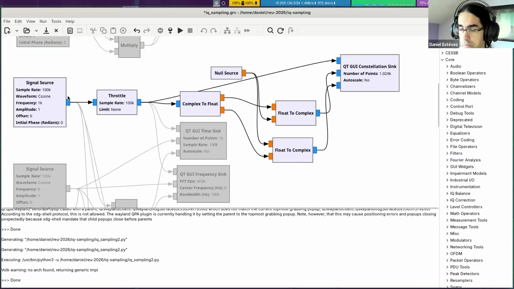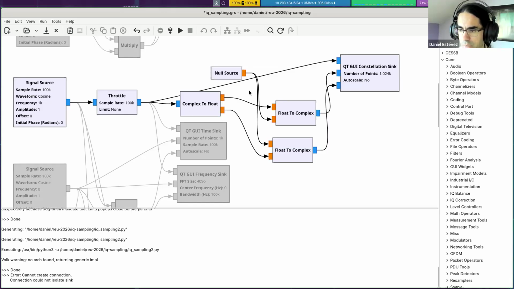So far, what I want to do is plot on the complex plane this sinusoid, and plot separately the real and imaginary parts. The way to divide a signal into the real and imaginary parts is with this complex to float block. It will give me the real part and the imaginary part.